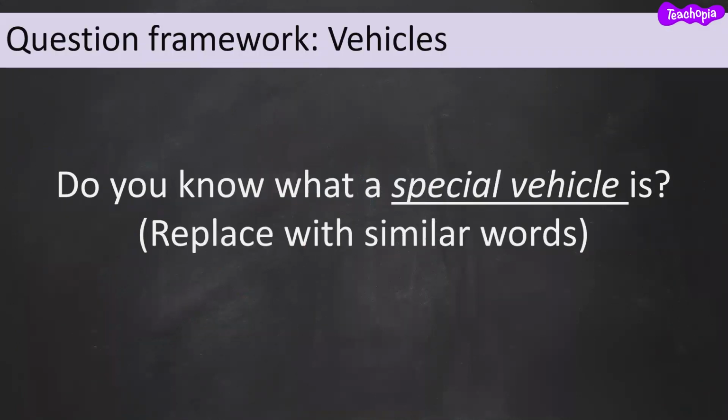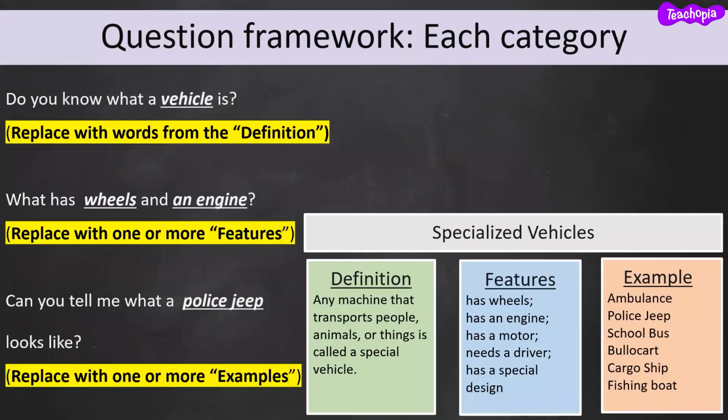In the previous slides, we have discussed what a question framework is. So we know that if this is the question framework, do you know what a special vehicle is? There is a keyword, in this question it is special vehicle, and you can replace this keyword with similar words or words from the same category. Now, when it comes to a vocabulary set, you can identify which category the keyword belongs to and replace the keyword with other words in that category.